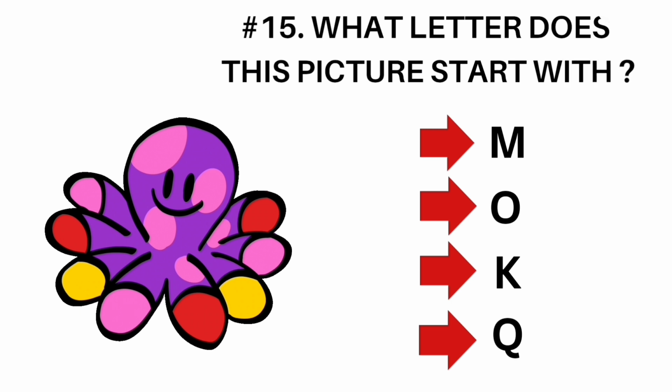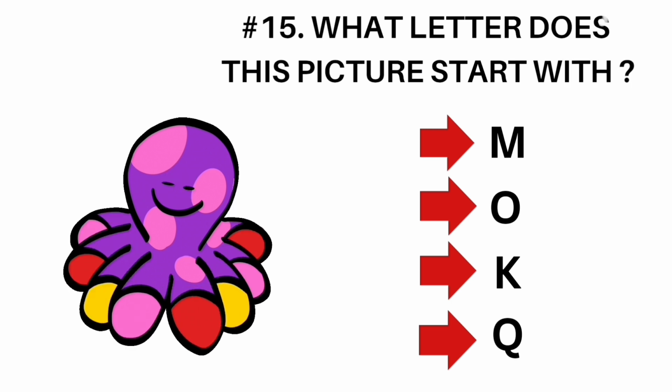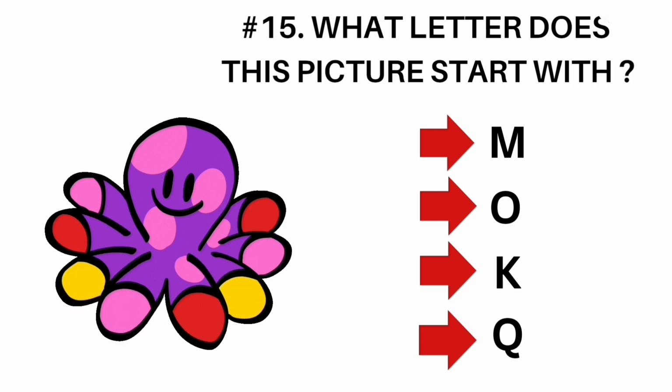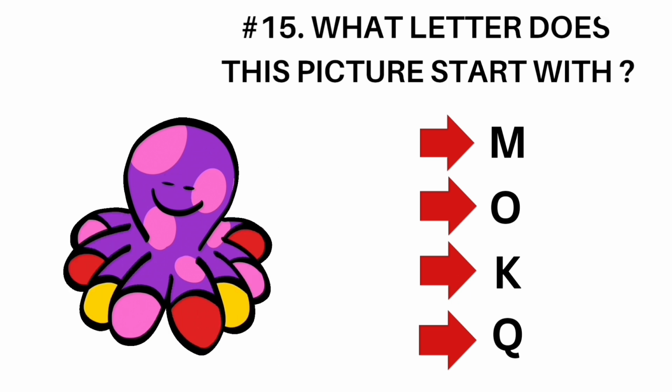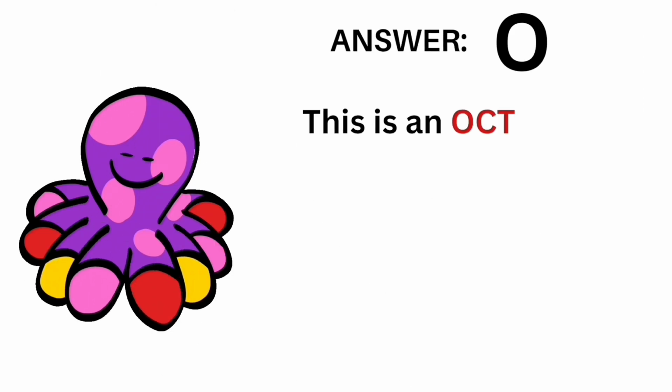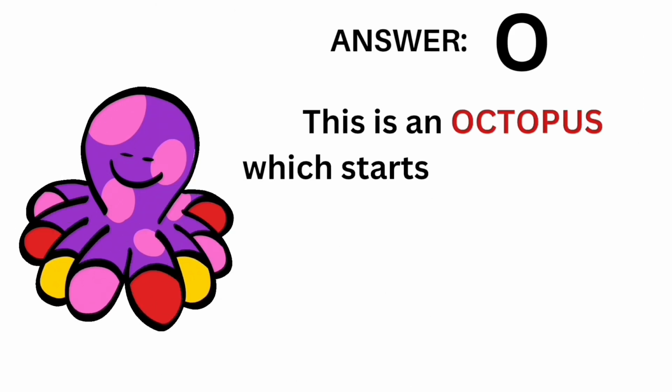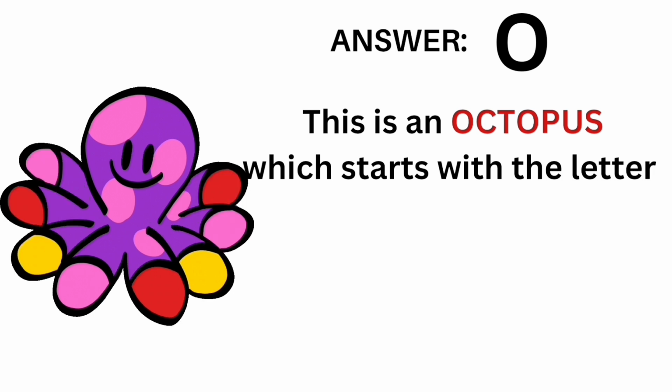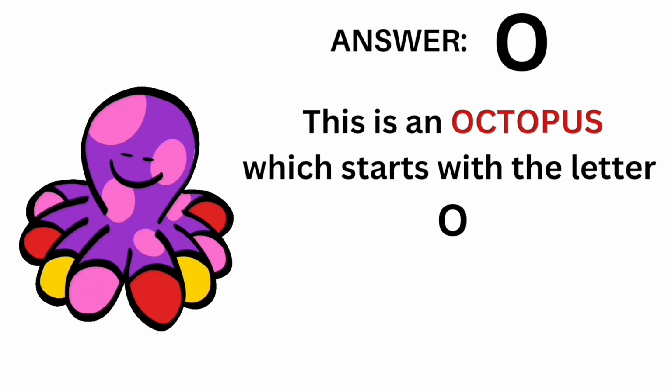What letter does this picture start with? The options are M, O, K, Q. The answer is O. This picture is an octopus, which starts with the letter O.